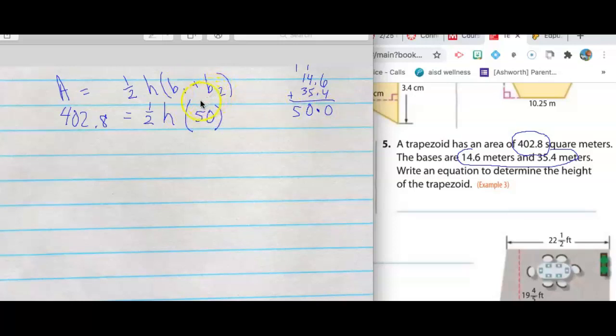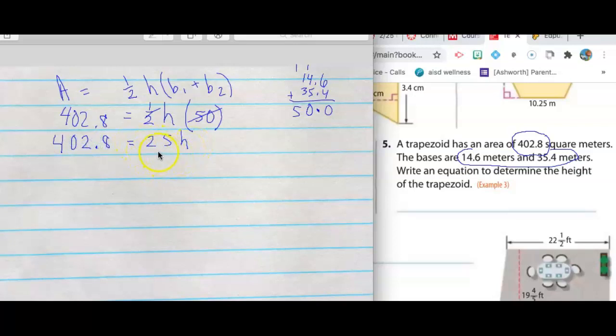plus b2. Now we're going to continue to simplify this, so we can actually multiply these in any order. So I can multiply 50 times 1/2, and so what is half of 50? Well, that's going to be 25. 25h. So we got rid of those two things. Now we have 25h. 25 times the height is equal to 402 and 8/10.